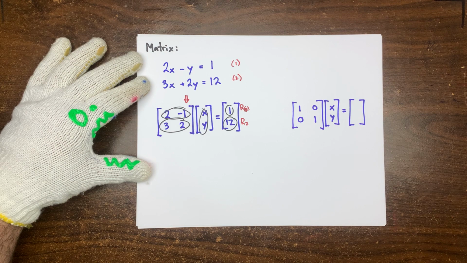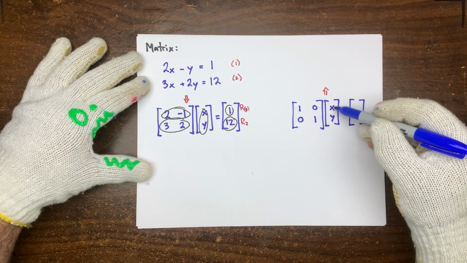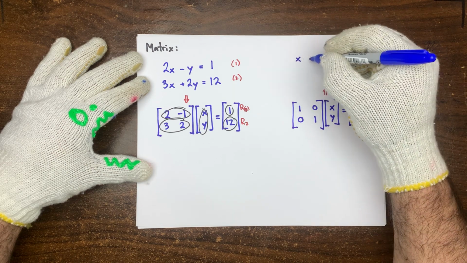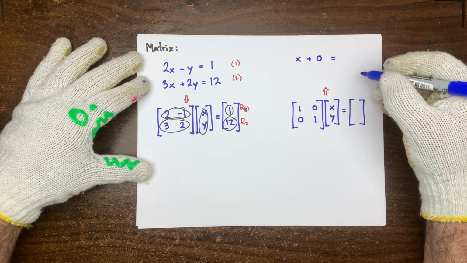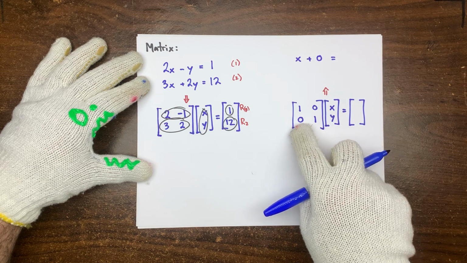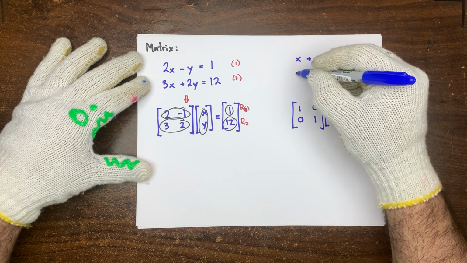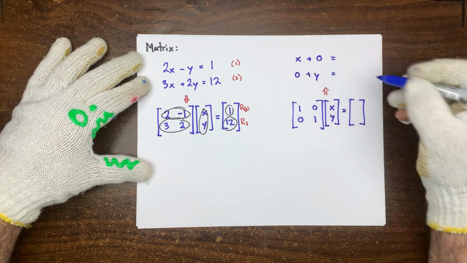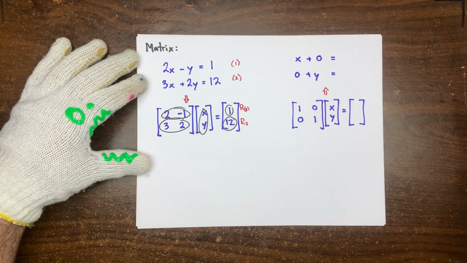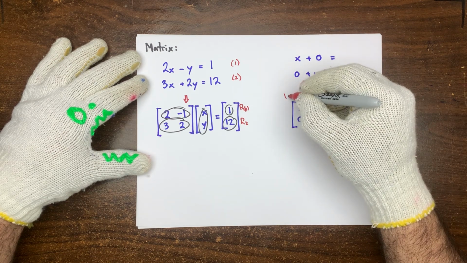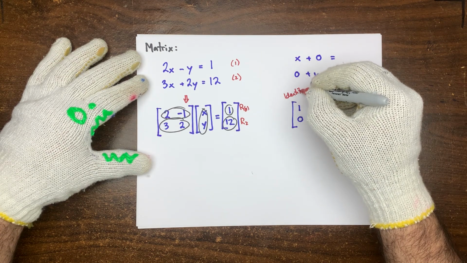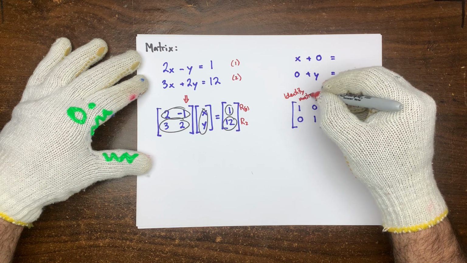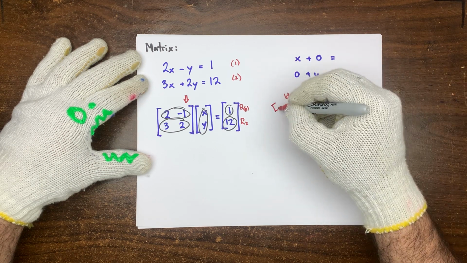Because if we have that, when we convert it back into equation form, we multiply this row by this column, so it would be 1 times x plus 0 equals some number. And this row would be 0 times x plus 1 times y equals some other number. It would give us the solution. It's the identity matrix, I.